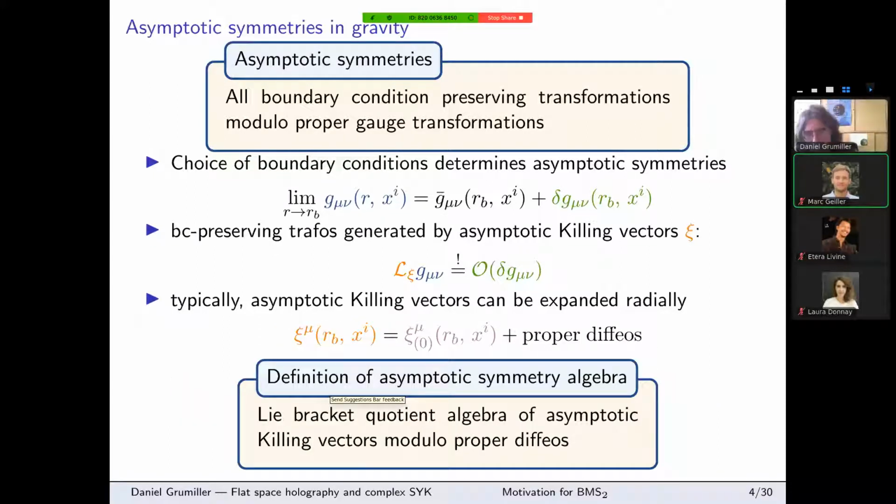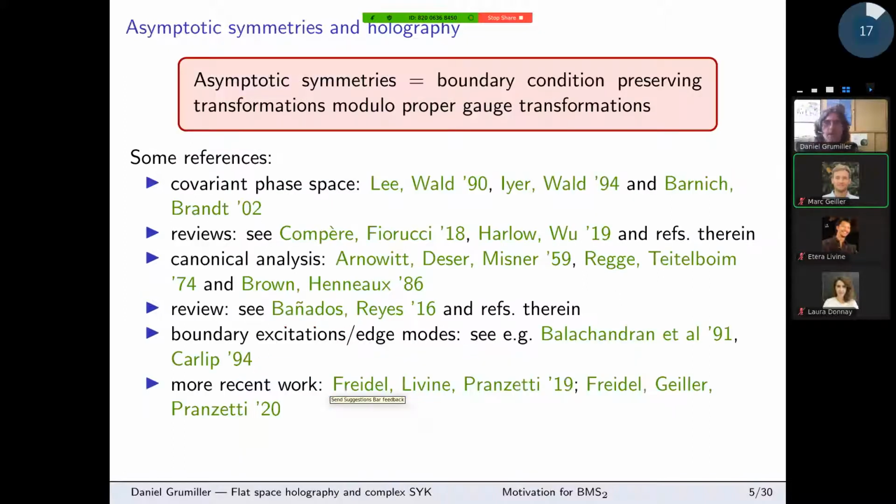And relatedly, the definition of the asymptotic symmetry algebra is the Lie bracket quotient algebra of the asymptotic Killing vectors modulo the proper diffeomorphisms. And yeah, in case you hear this for the first time, here's some references.